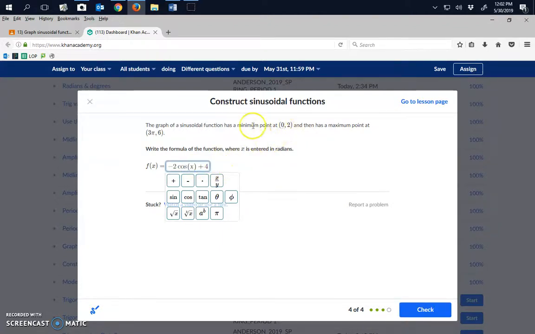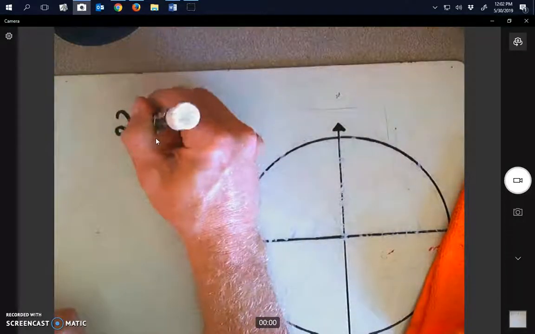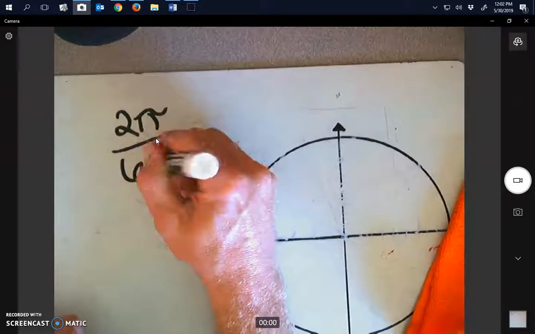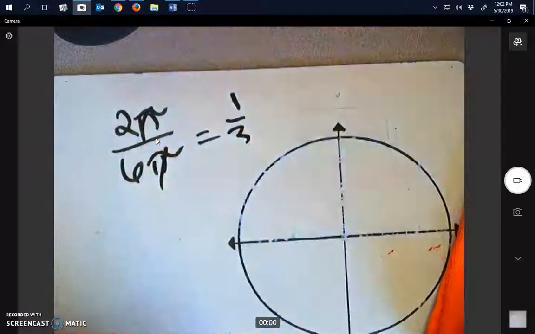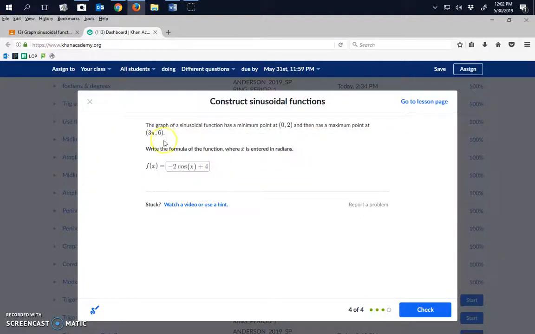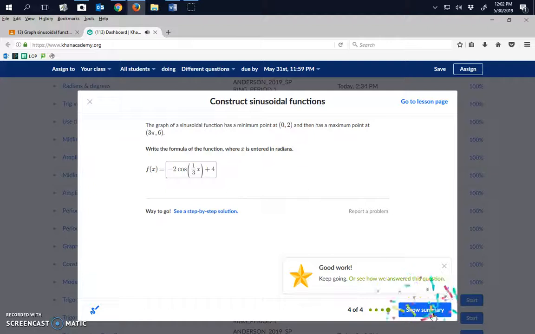Well, if we go from 0 to 3 pi, that is half of our graph. That means that 6 pi is our full graph. So we're going to take 2 pi, divide by 6 pi. Those cross off. We end up with 1/3. So we should have 1/3 x. And we're done.